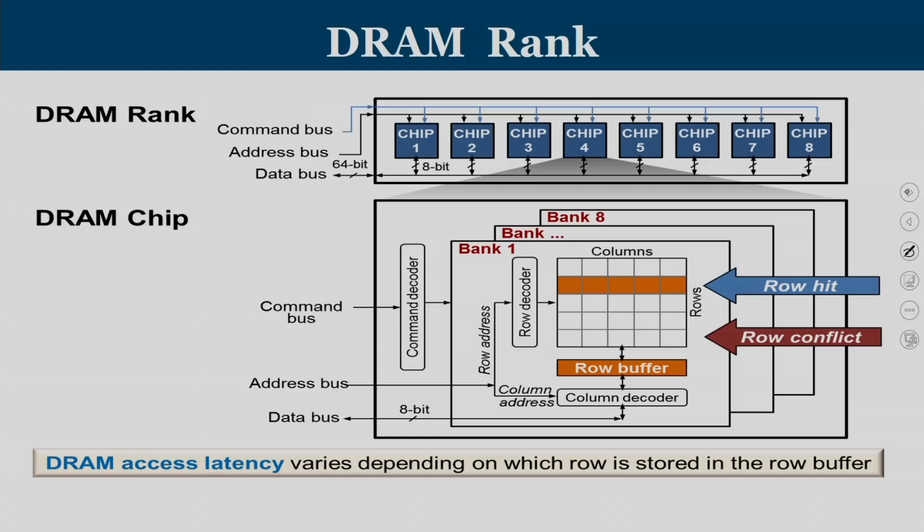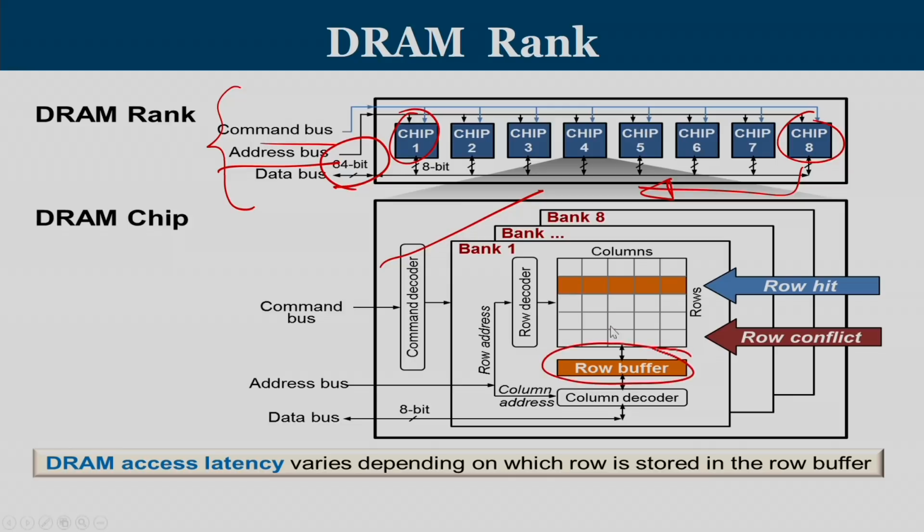We have seen that a DRAM rank is a unit wherein common addresses and commands are given, and different chips return different subunits of a given data. Altogether, for a 64-bit data bus, 8 bits each are given. We have also seen the bank structure. It's a 3D structure that organizes your data stack-wise, and there is a row buffer in each bank. The contents of a row get transferred to this row buffer.